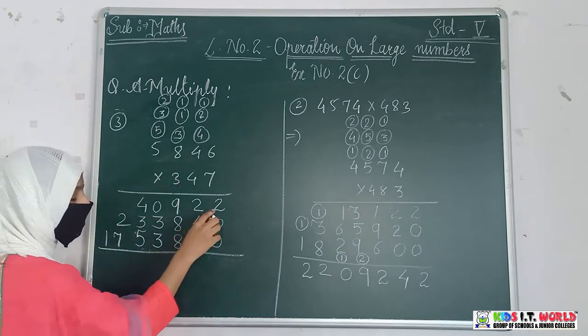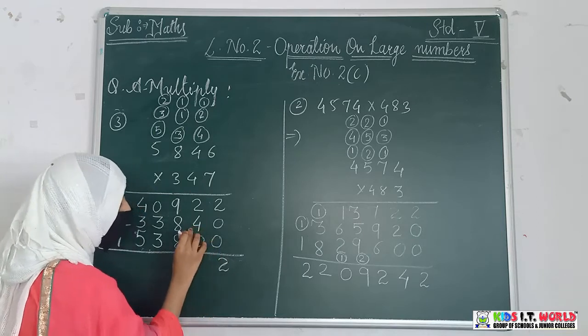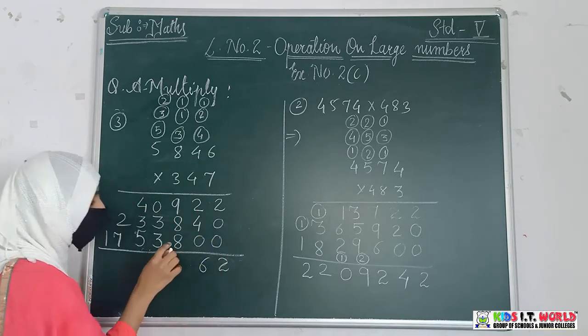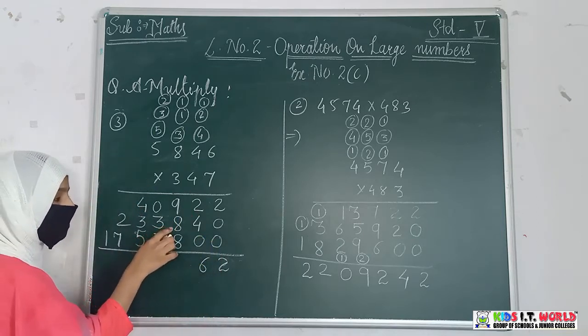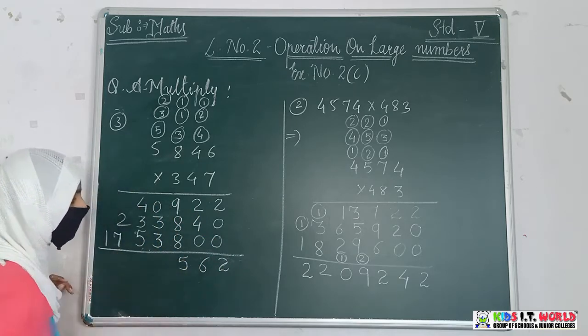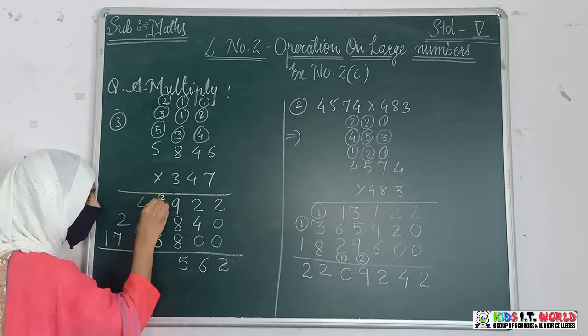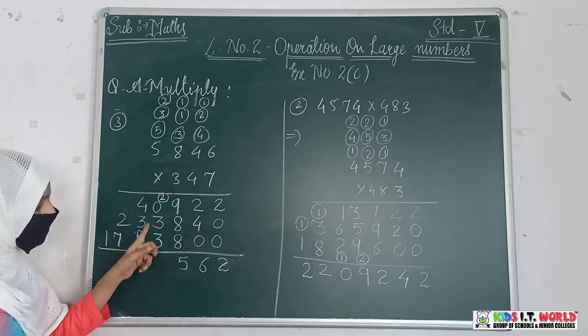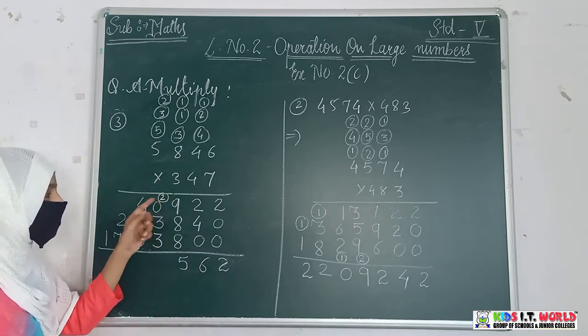Now do the addition. Here 2 will be as it is. 4 plus 2 is 6. 8 plus 8 is 16. 16 plus 9 is 25. We will write 5 here. 2 will be carried on to the 0. 3 plus 3 is 6. 6 plus 2 is 8.